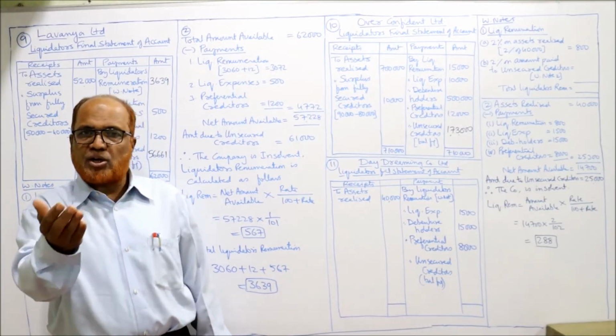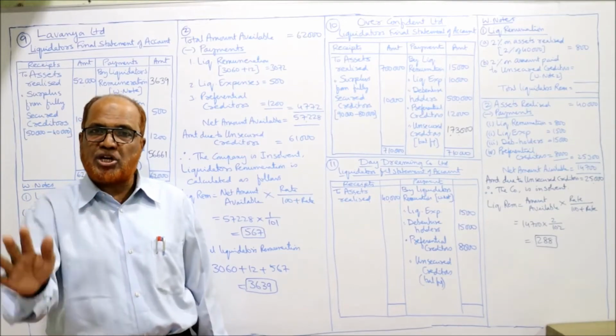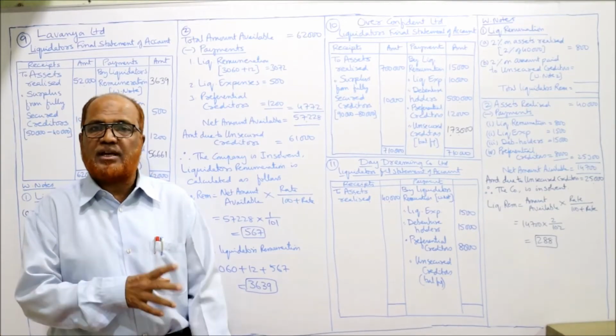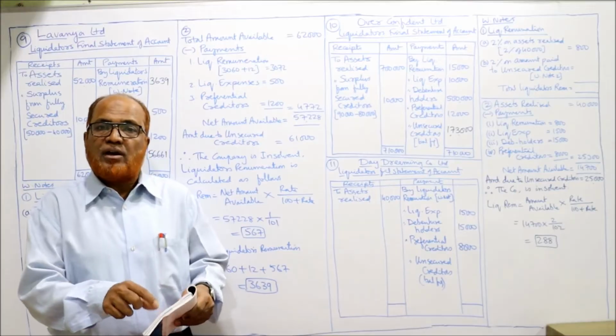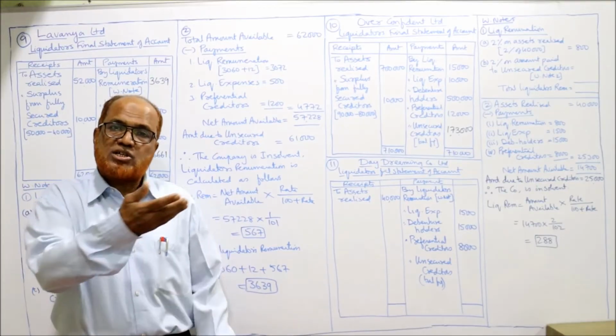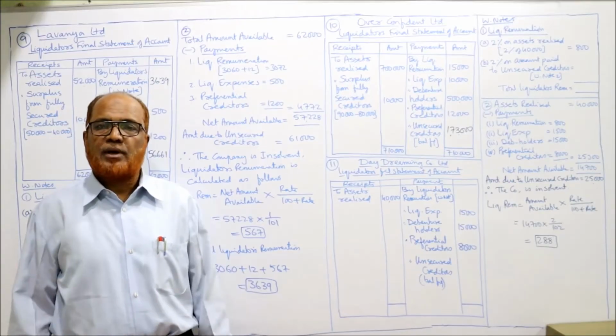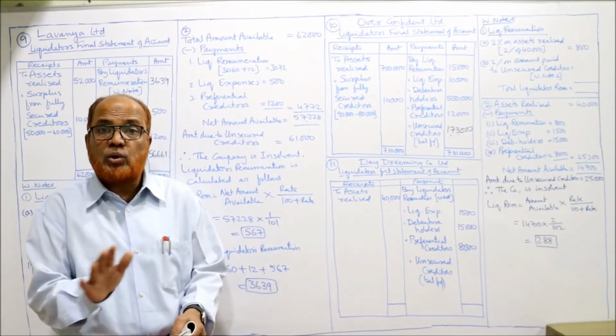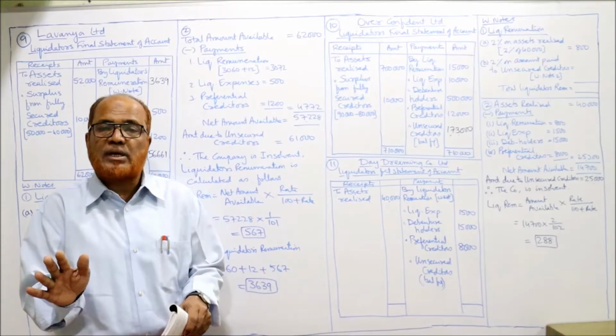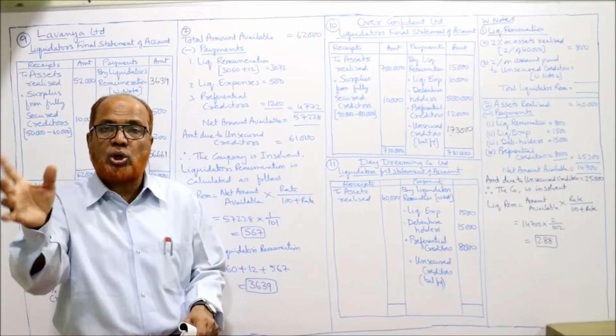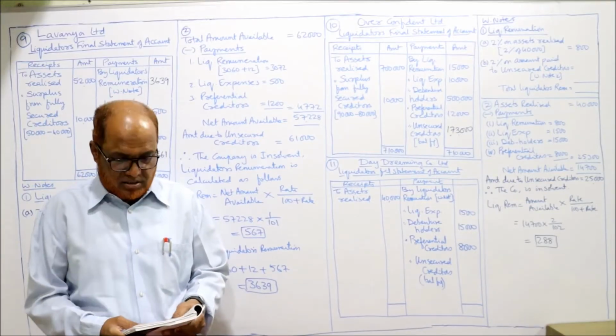Remuneration should not be calculated on the amount paid to preferential creditors, specifically given. If it is not given, we would have calculated remuneration even on the payment made to preferential creditors because they are also unsecured. But the problem specifically says not to calculate, so we are not going to calculate remuneration on the amount paid to preferential creditors.